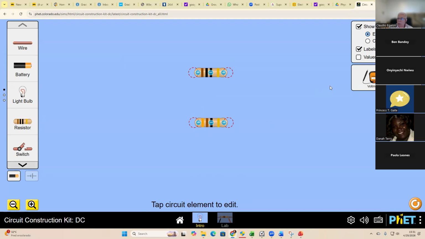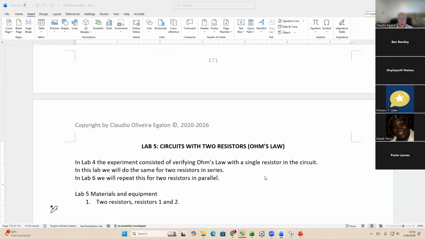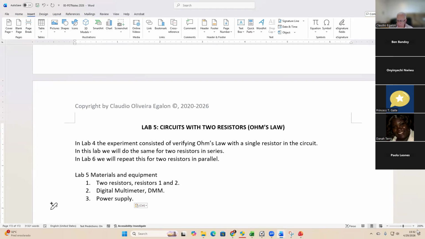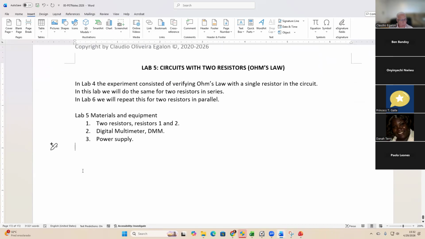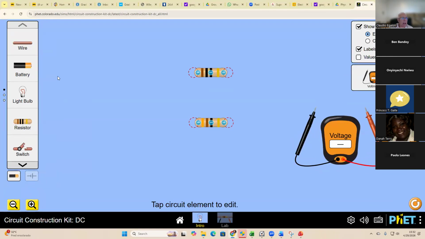Digital multimeter. The digital multimeter is a voltmeter and an ammeter. A power supply. We have been using a power supply since the very first experiment. The only experiment where we didn't use a power supply was when we were just measuring resistance.